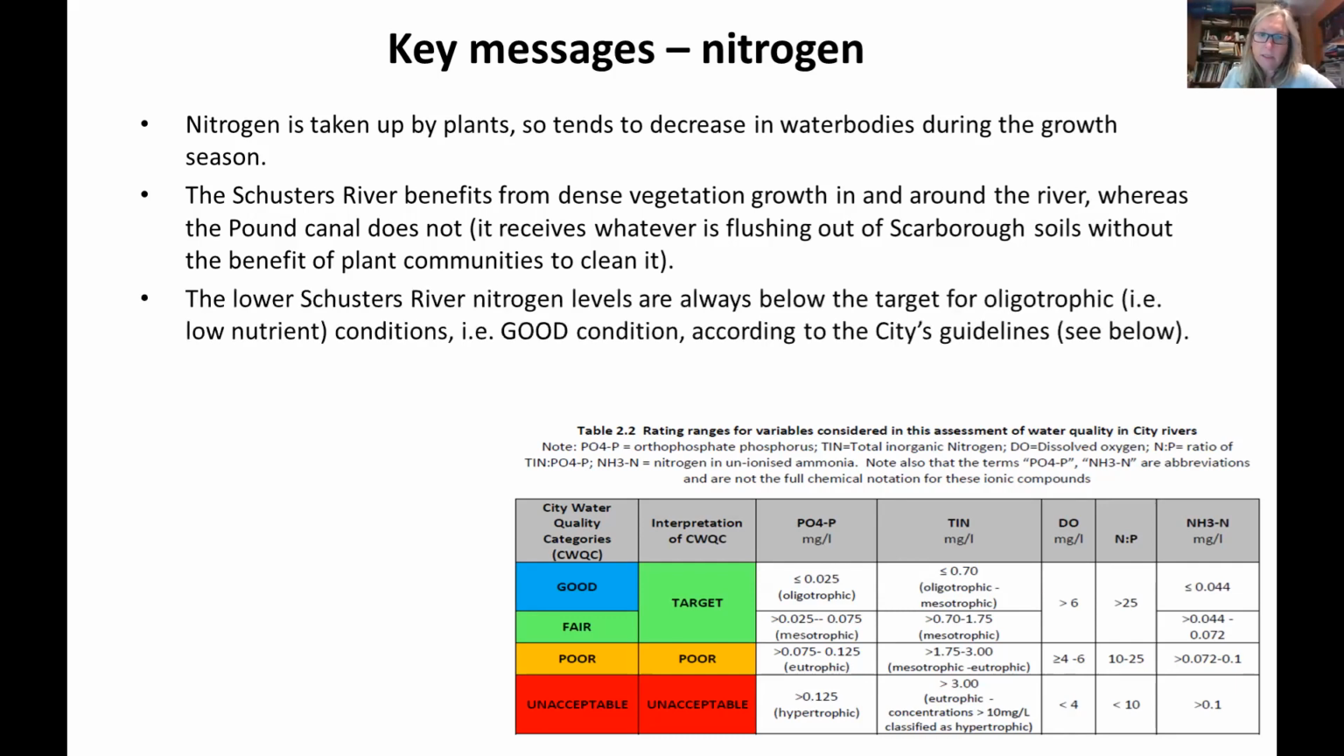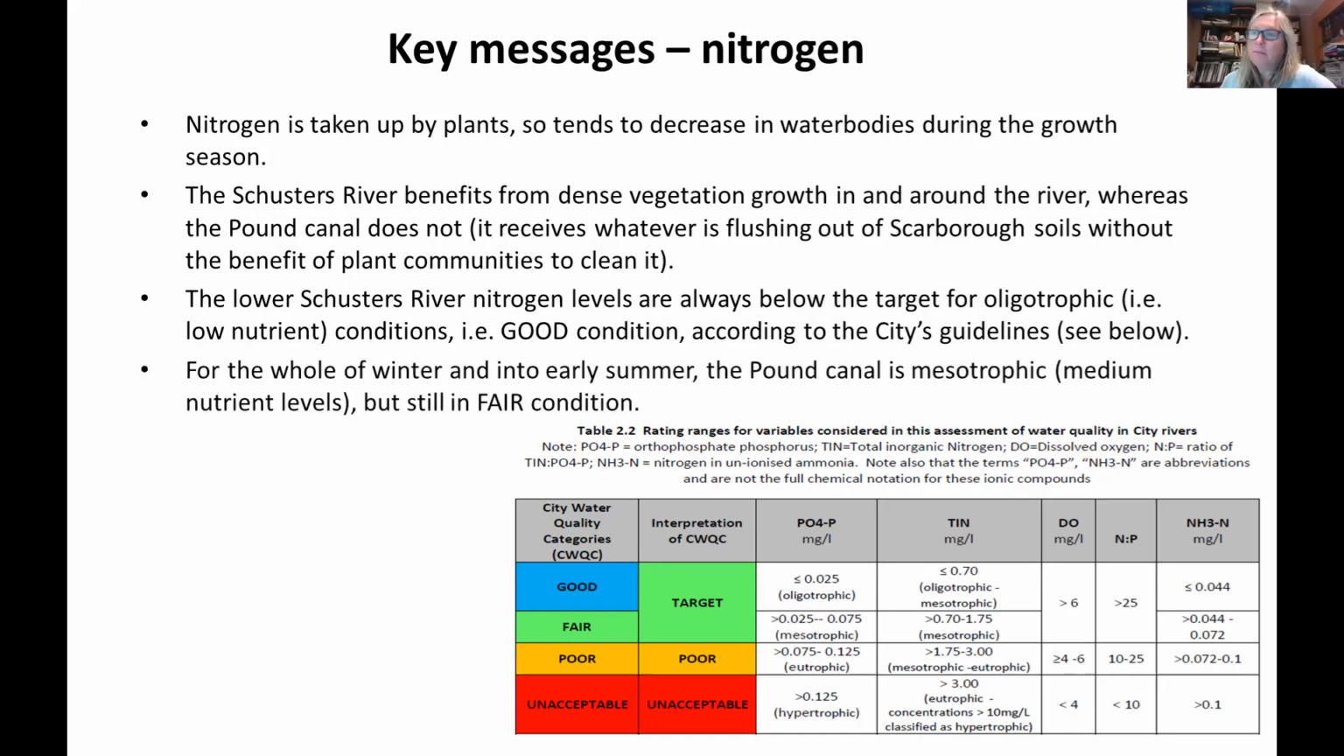The Lower Schusters River, the nitrogen levels are always below the target for oligotrophic systems. So those are systems where nutrients are low, which is good. So it's always sitting in the blue category there for the city's water quality guidelines, which is great. So nitrogen isn't a huge worry for us in the Schusters.